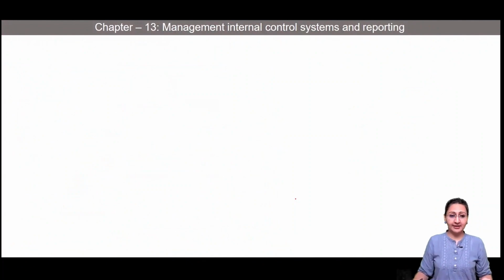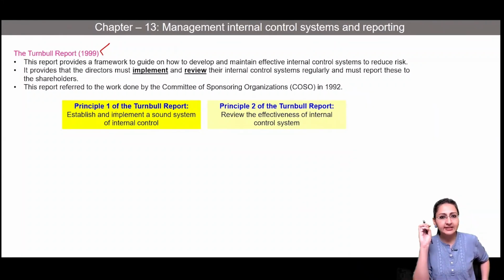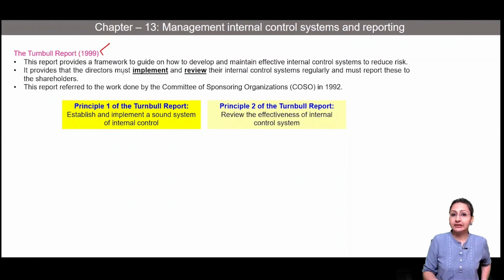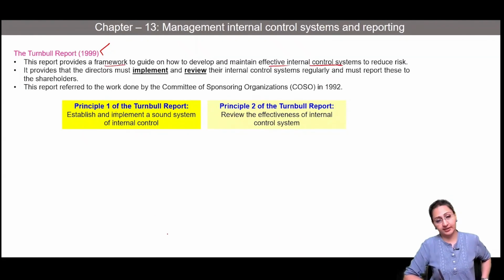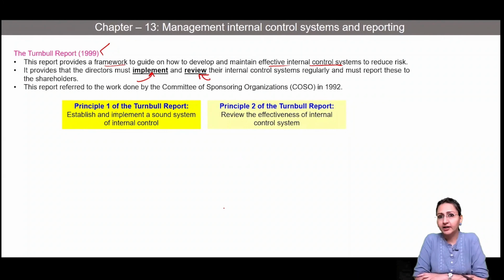Now, we come to internal controls, chapter number 13. The moment internal controls come into place or come in the question, try to fit in the Turnbull report, because the Turnbull report in 1999 gave a very crucial guideline framework on effective internal control systems to reduce risk. Internal controls are used by a business to avoid risk only. So Turnbull report gave a framework which provides some guidelines for the directors, how they should implement the internal controls and how they should review the internal controls regularly.